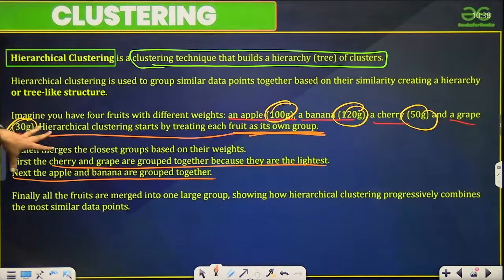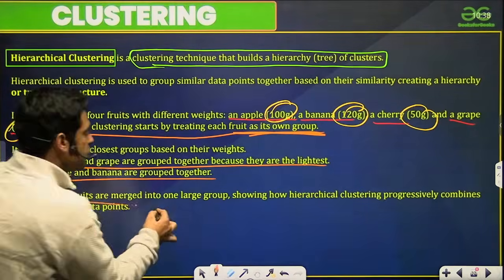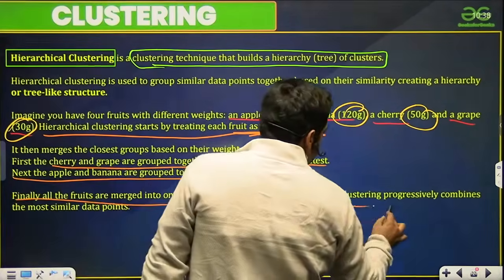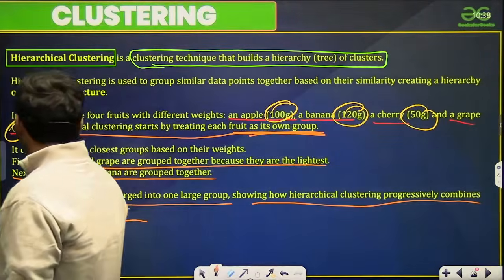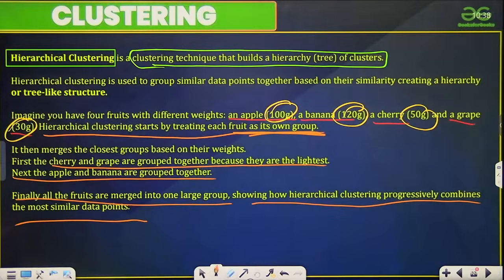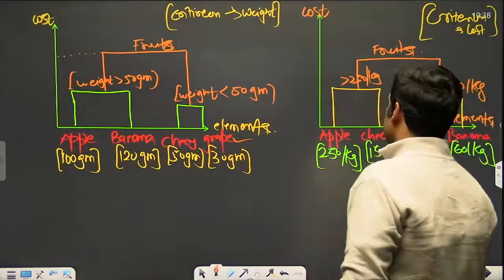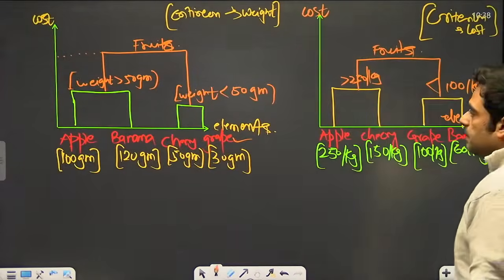तो इस तरीके से this is how hierarchical clustering model is built. ठीक है, तो इस तरीके से हायरार्किकल क्लस्टरिंग होता है. फाइनली ऑल द फ्रूट्स आर मर्ज्ड इनटू वन लार्ज ग्रुप, शोइंग हाउ हायरार्किकल क्लस्टरिंग प्रोग्रेसिवली कंबाइंस द मोस्ट सिमिलर डेटा पॉइंट्स. ओके, तो बस ये चीज है यहाँ पे.